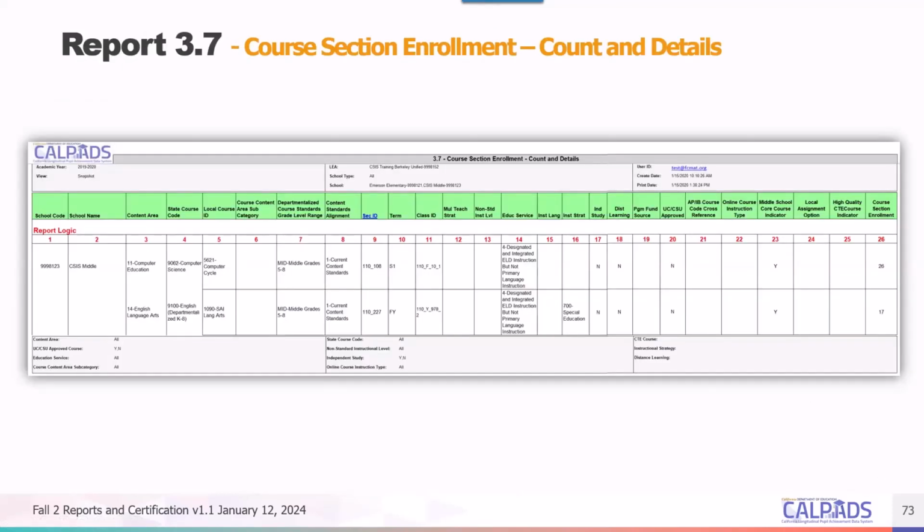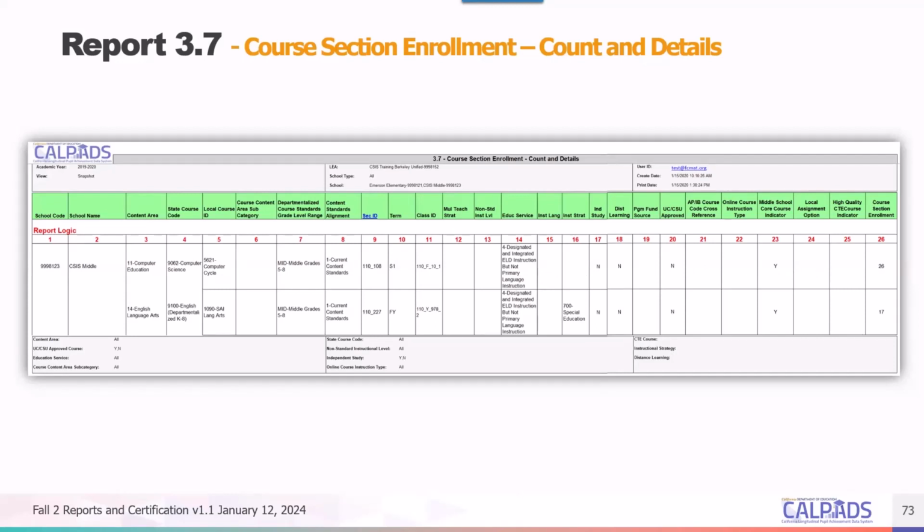And then you have course section enrollment count and details. This is a larger report. There's 26 elements. It doesn't feature the details about the students, but it's a detail about each course, and it has a list of the different courses. You can see the elements that are in the course section, and it's specific to each course section.